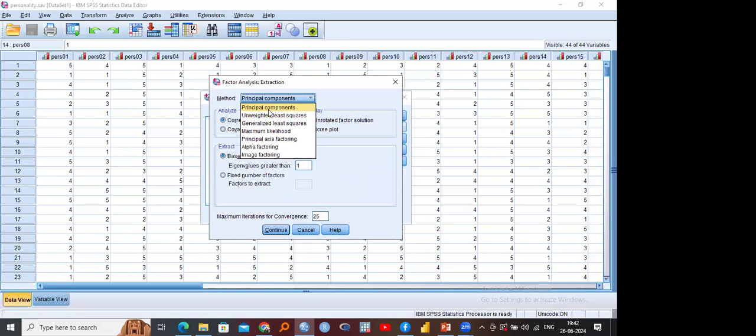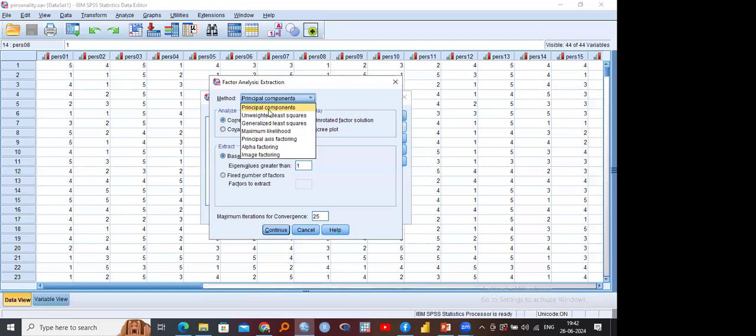But what are the other types of methods? Generalized least square, unweighted least square, maximum likelihood, principal axis factoring. Actually, how we decide which type of method should be used depends on many things. It depends on your variable type. Many of these methods cannot be performed on an ordinal scale. Like Ritik is asking about MLE. MLE is the maximum likelihood. You cannot perform maximum likelihood on an ordinal scale variable.